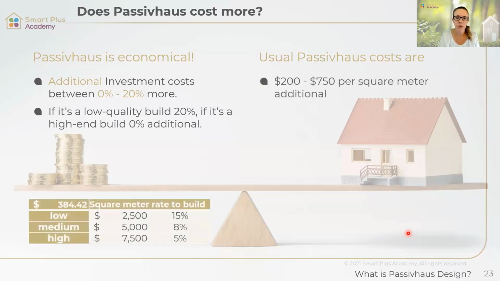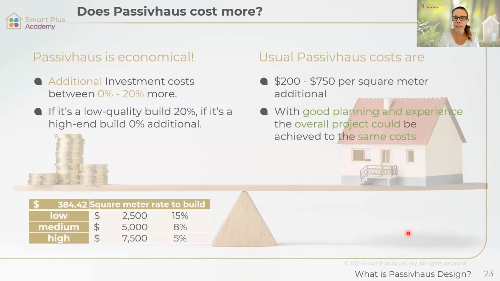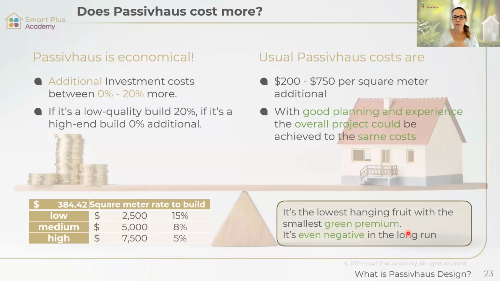The usual Passivhaus costs are about 200 to 750 per square meter additional, but with good planning and experience, the overall project cost should be achieved to the same costs. So we don't have to pay more. And what we have to say here is that Passivhaus is the lowest hanging fruit with the smallest green premium. It can even be negative in the long run. And now, hopefully you've got that overview of why Passivhaus makes so much sense, from a health and comfort, from a sustainability and from an affordability point of view. And that's the basis on why we want to do Passivhaus.